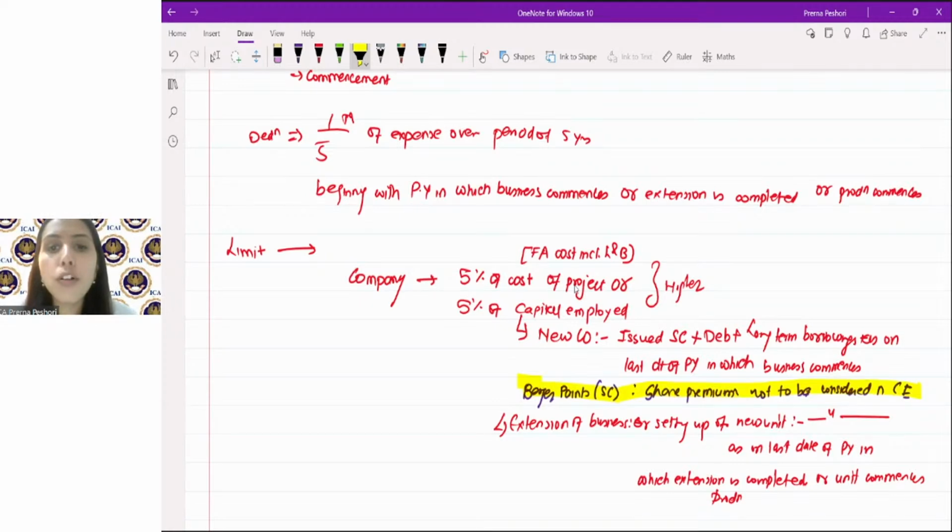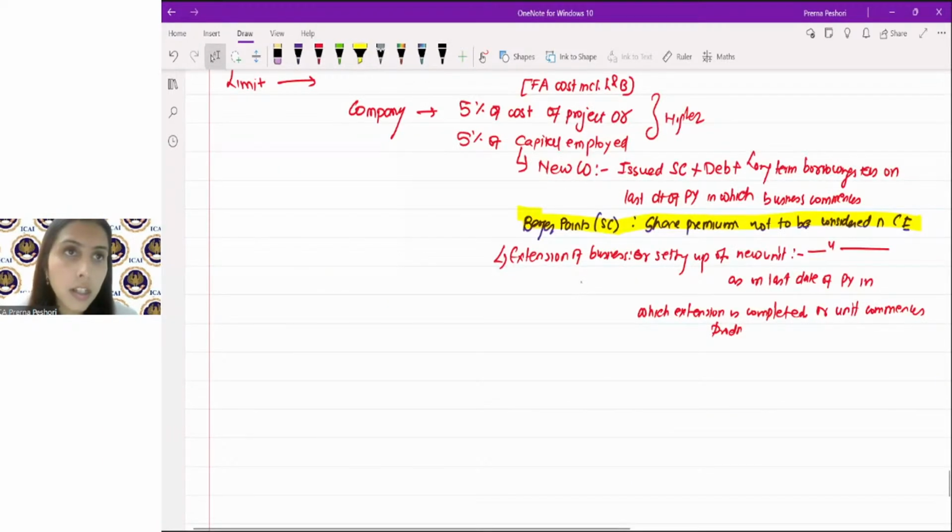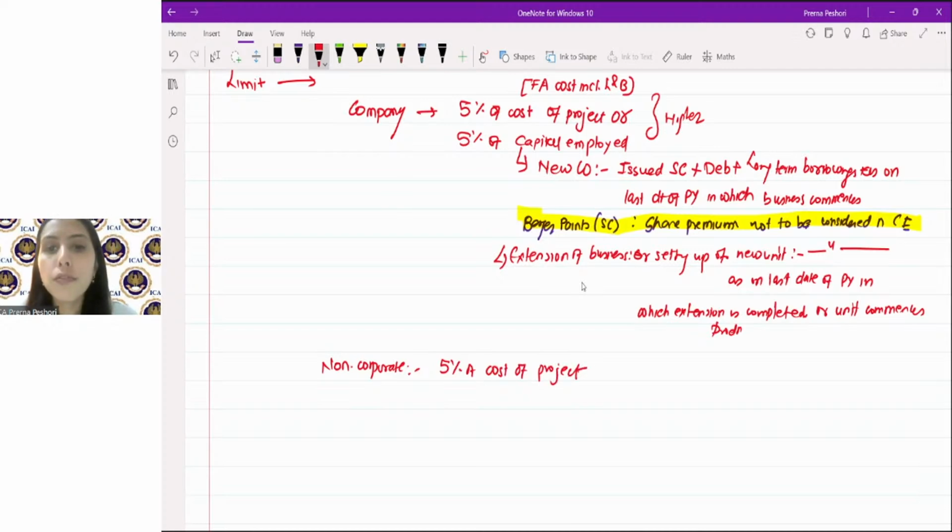In the case of non-corporate, this was we saw for the corporate. In the case of non-corporate, what is the deduction? Limit of the deduction is 5% of the cost of project. There we do not have the capital employed. 5% of the cost of project. Clear? Any doubts?